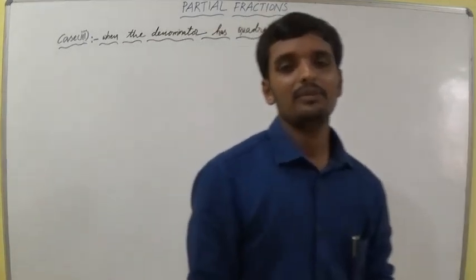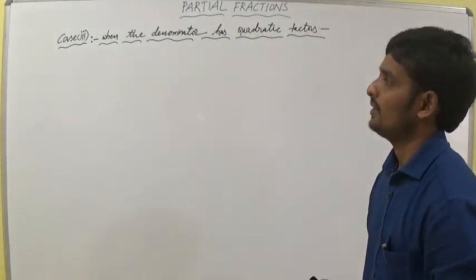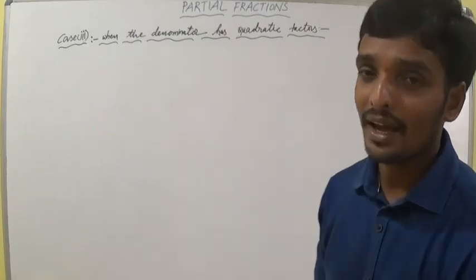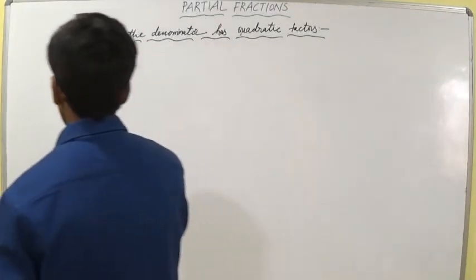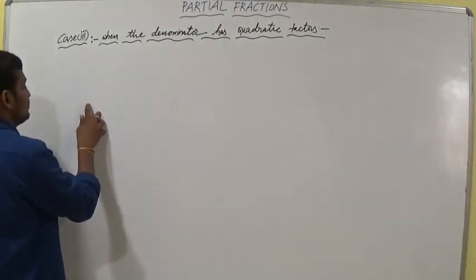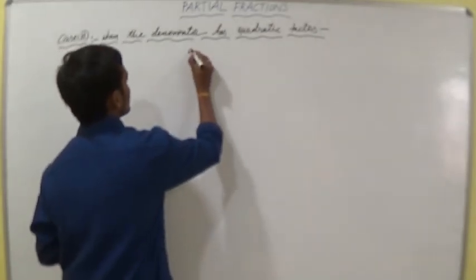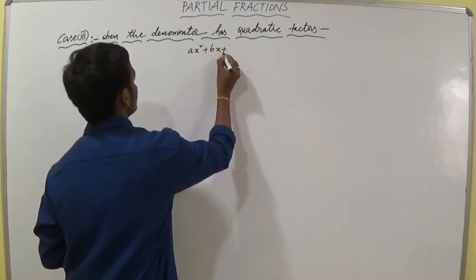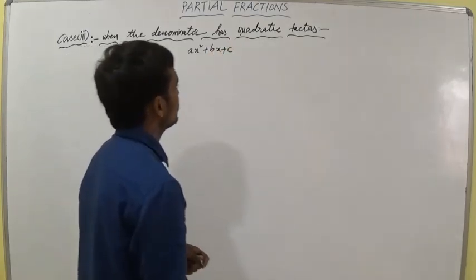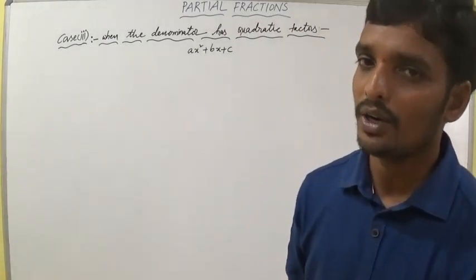What is case 1? When the denominator has linear factors. Now, when the denominator has quadratic factors, how can we solve? I think you know one thing. What is the general form of a quadratic equation? It is ax square plus bx plus c. This is the general form of a quadratic equation or quadratic polynomial or quadratic function.